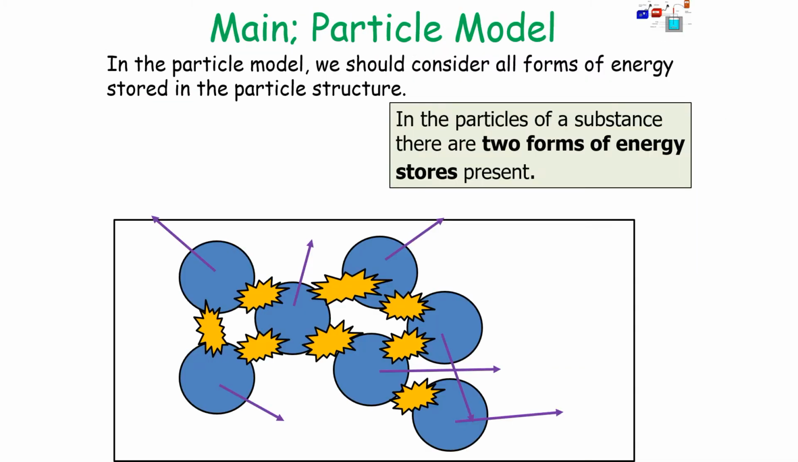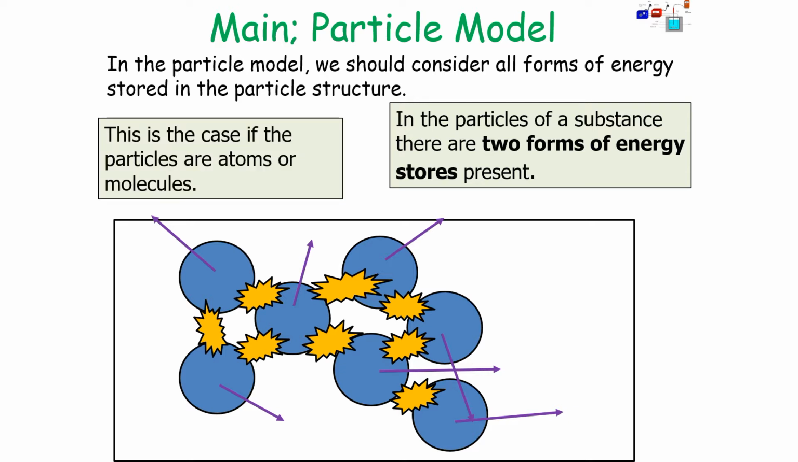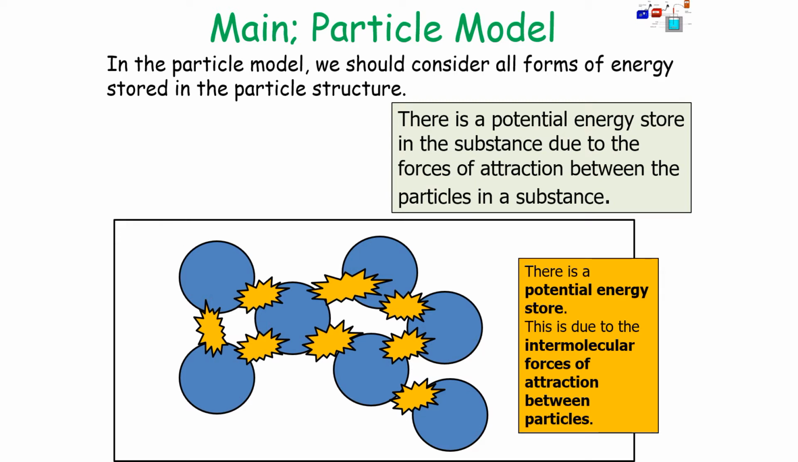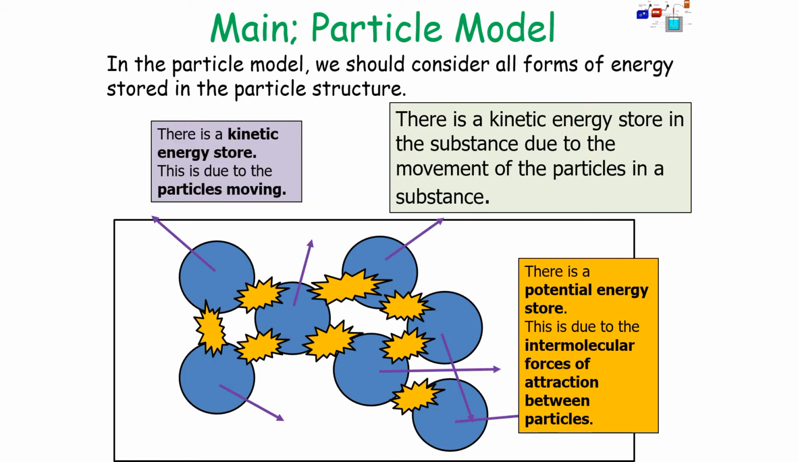4.3.2.1 internal energy. So in the particle model, we should consider all forms of energy stored in the particle structure. In the particles of a substance, there are two forms of energy stored present. This is the case if it's atoms or molecules or ions. Any type of particle will have these two forms of energy store. The first energy store is the potential energy store, and this is due to the intermolecular forces of attraction between particles. The second type of energy store is the kinetic energy store, and this is due to the particles either moving or vibrating in the particle model.